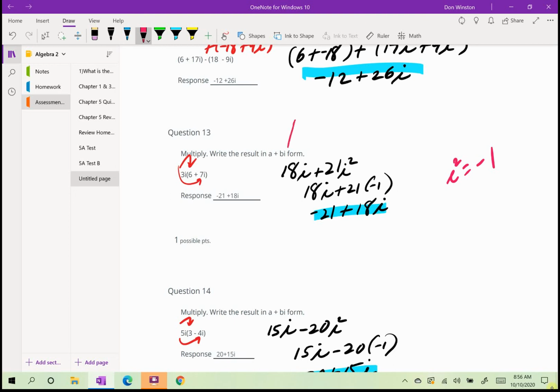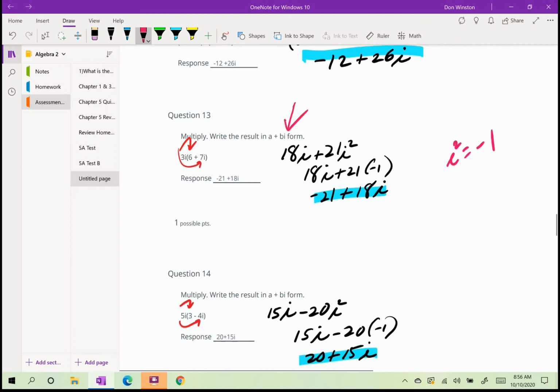Do that on your test. Make sure you write it in complex number form. Otherwise, you will lose a point or half a point.